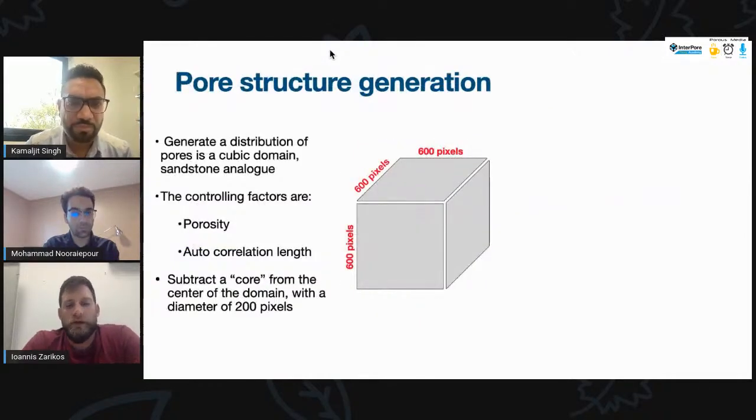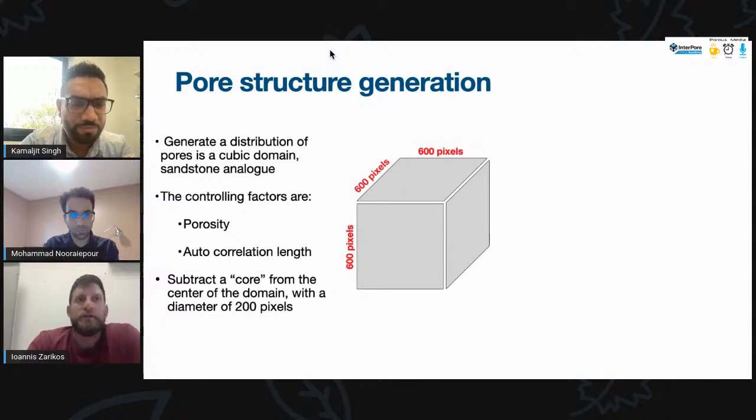Now, I'll come back to the printers. Well, we need a pore structure to act as a porous medium. So to do so, we create a cubic domain. In this case, it was 600 pixels in all directions. And then we generated a pore distribution, which is analogous to a sandstone. We only used two parameters to control the pore structure: porosity and correlation length.